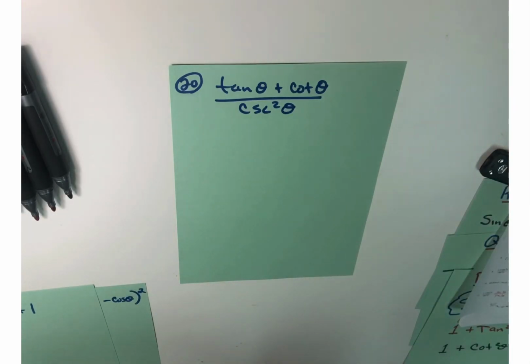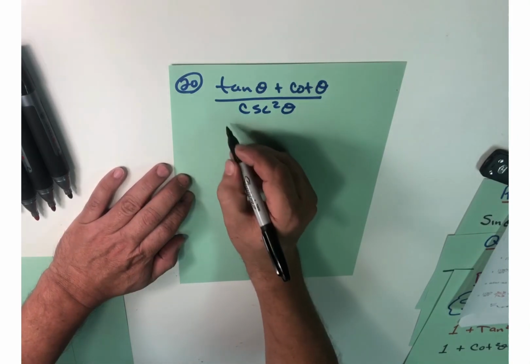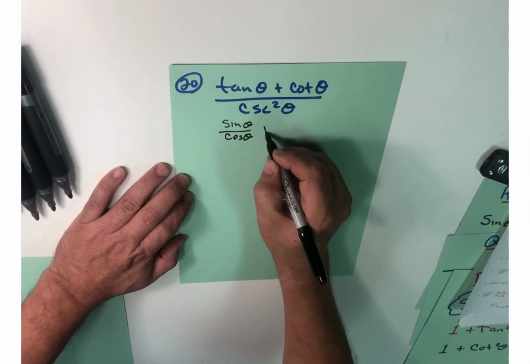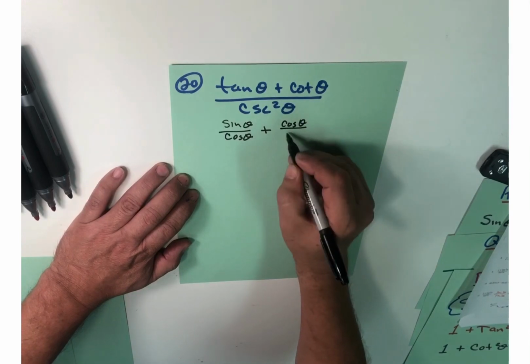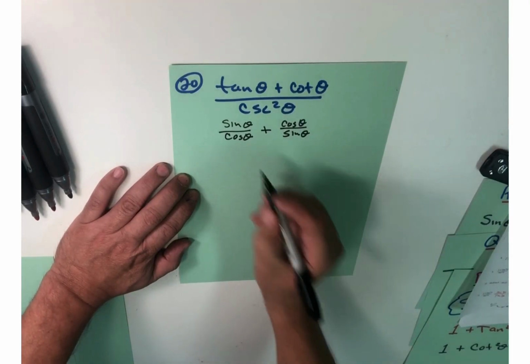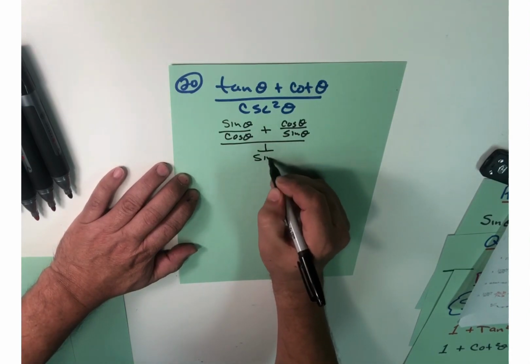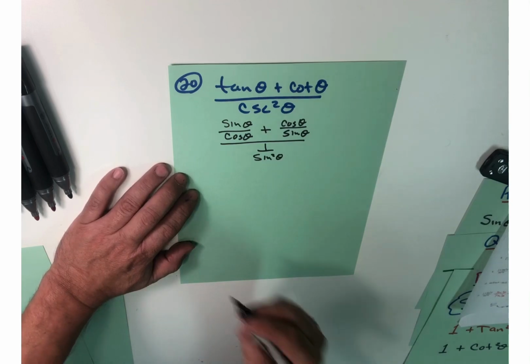So number 20 is probably the hardest one, so I'm going to write a little bit smaller because it might be a little bit long. Let's begin by changing the tangent theta to sine of theta over the cosine of theta, plus changing the cotangent to cosine of theta over the sine of theta. And in the denominator, I'm going to change the cosecant squared of theta to 1 over sine squared of theta. Now you're going to notice that there are 3 fractions, which means I've got to go find a common denominator between all 3 of them.